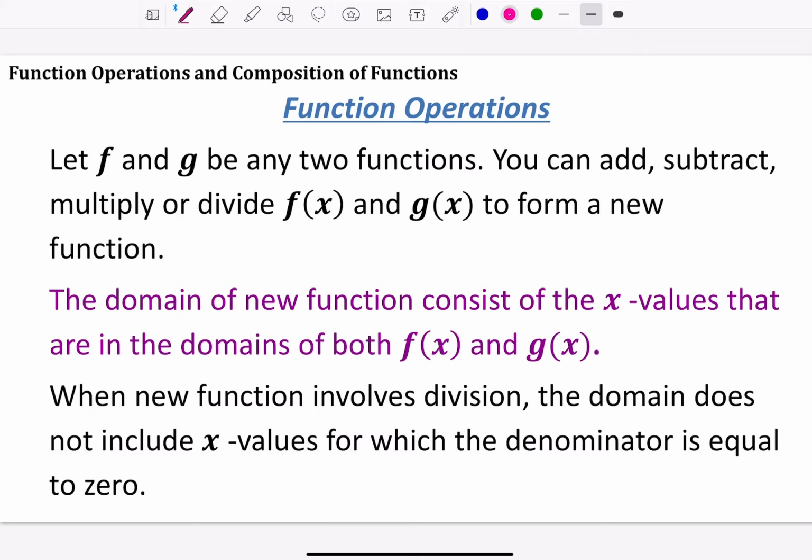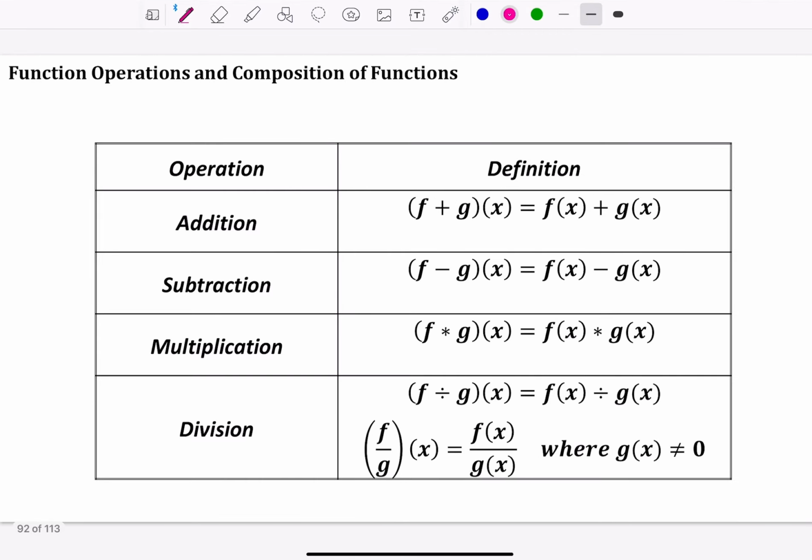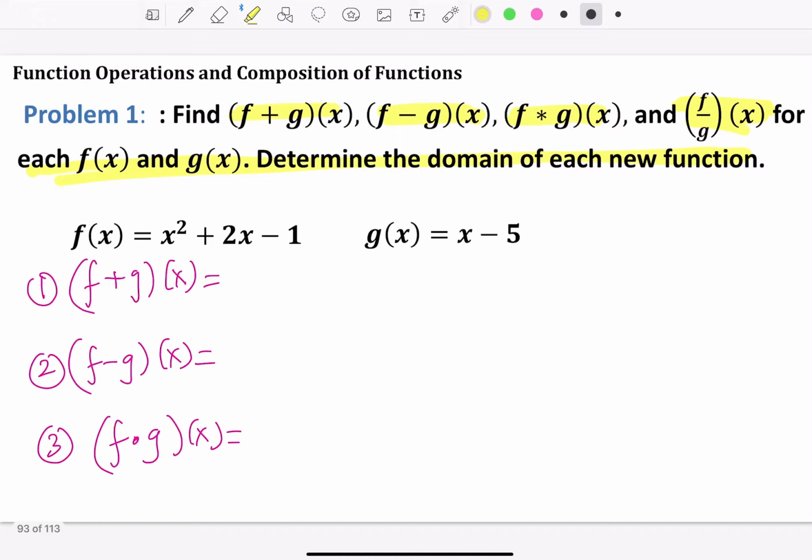The domain of the new function will be all x values that satisfy the domain of both f of x and g of x. If the new function involves division, the domain must not include any x values that make the g of x function undefined. That makes the denominator 0. So we'll be looking at the addition function, subtraction function, multiplication function, as well as division function, and discussing their domains as well. So here's an example.